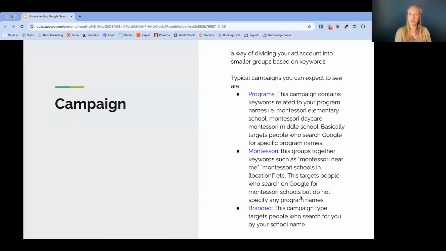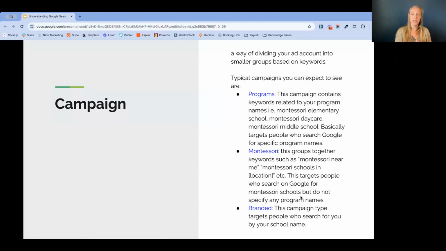So programs, meaning that we target your programs. If someone's looking for Montessori Elementary, Montessori Early Childhood, Montessori Toddler, any of your programs, we're going to make a campaign for that. Montessori in general, we're going to make a campaign for. This is for all those people that are searching for Montessori near me, Montessori schools in whatever your location is. These are people that are going to use that word Montessori. That's what's going to fall into this campaign.